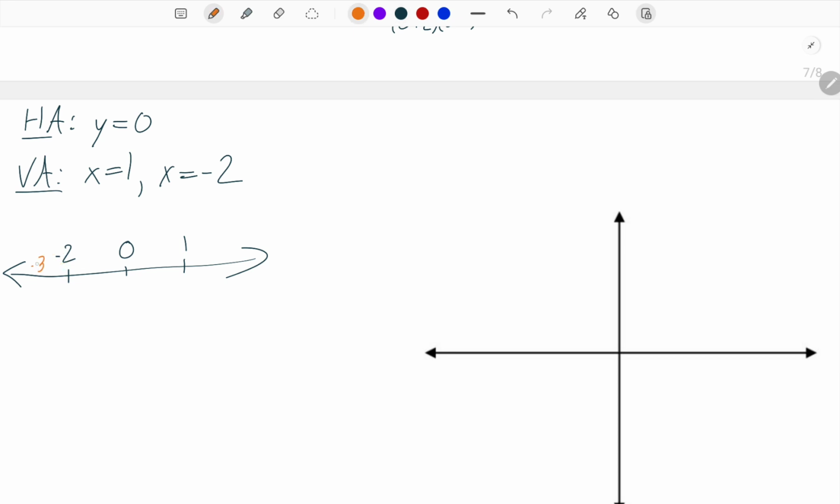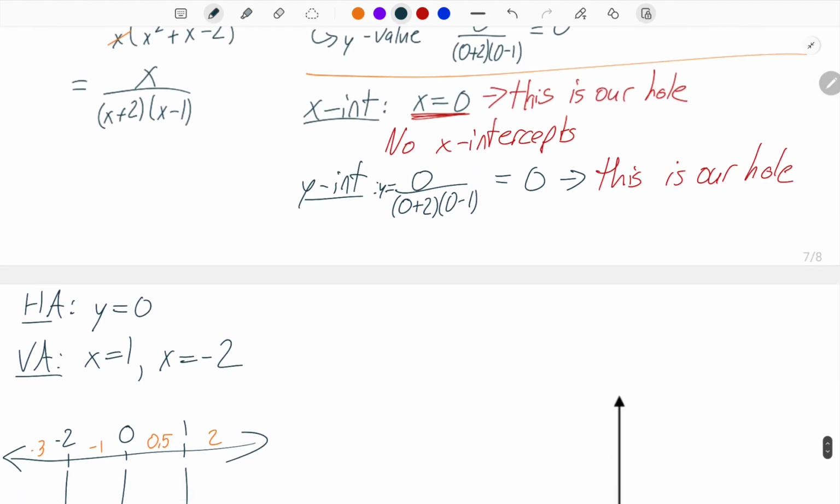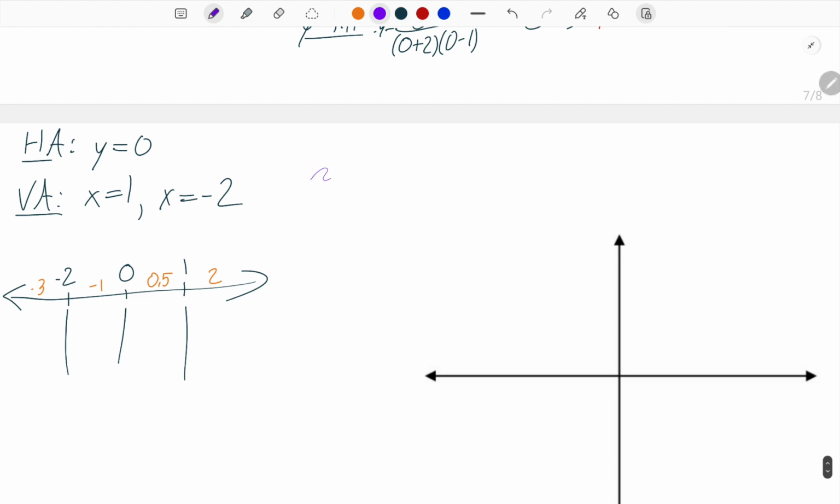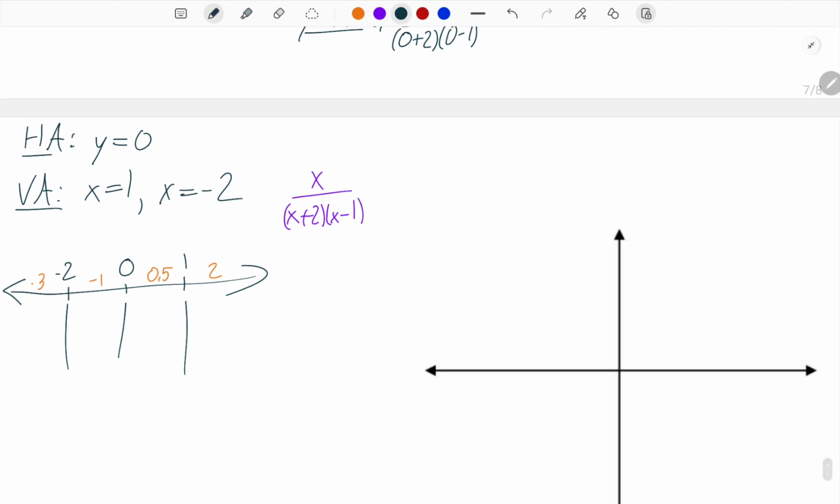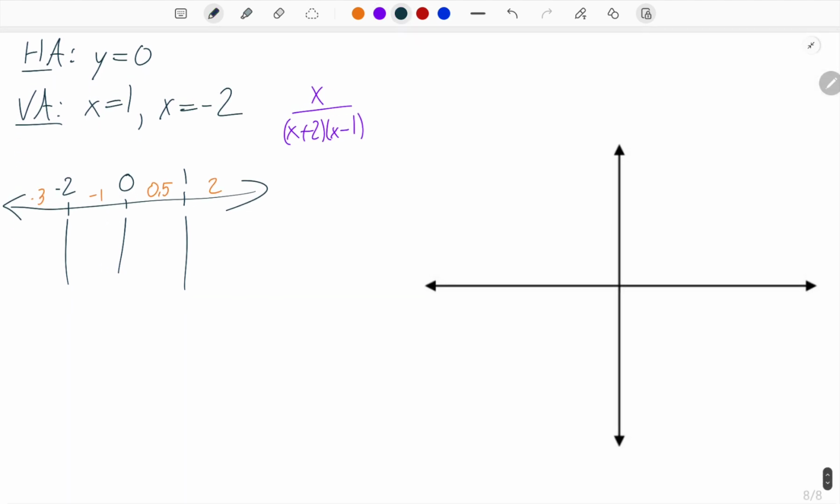And we're just going to do some test values. So I'm just writing out what values I'm putting in. I'm not actually going to do calculations, but we're just going to check for the signs. So going to our function, I'll just write it again, x over (x plus 2)(x minus 1). So when I'm testing out these values, all I'm looking at is the sign.